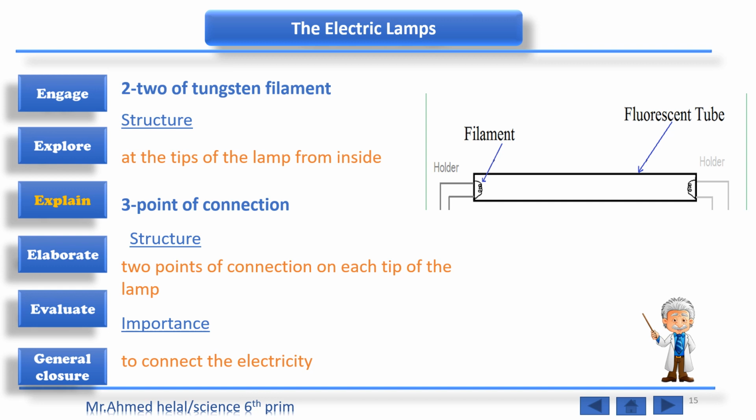The second part is known as the tungsten filament. Here in the fluorescent lamp we have a tungsten filament. As we have a tungsten filament in the electric bulb, we have two tungsten filaments in the fluorescent lamp. This is the two tungsten filaments. And third, we will talk about the point of connection. Here is the point of connection in the fluorescent lamp. Its importance is to connect the electric current to the fluorescent lamp.